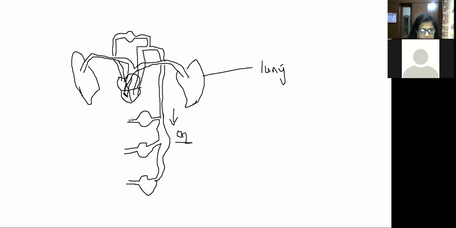Now after it is transported to the liver, pancreas and all abdominal organs, it gets deoxygenated. It returns to the heart through the inferior vena cava. I'm sorry for the drawing. This is blood which is having carbon dioxide.